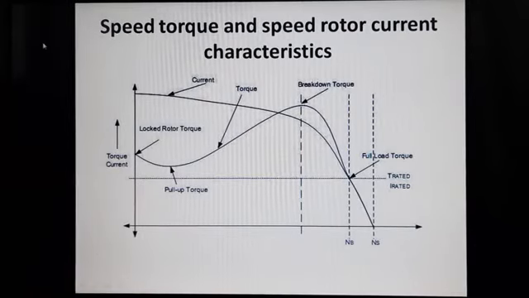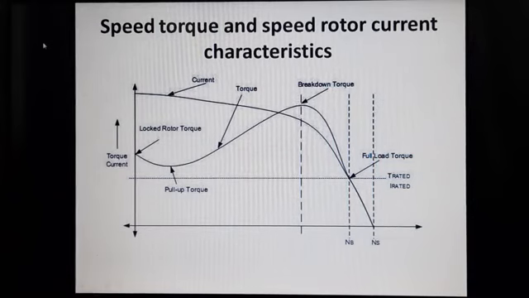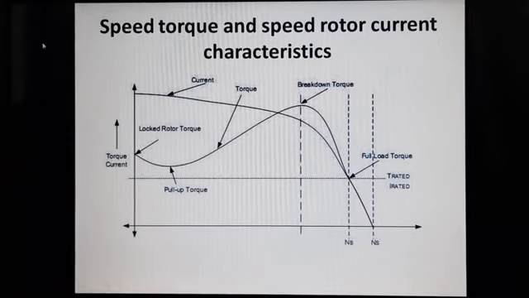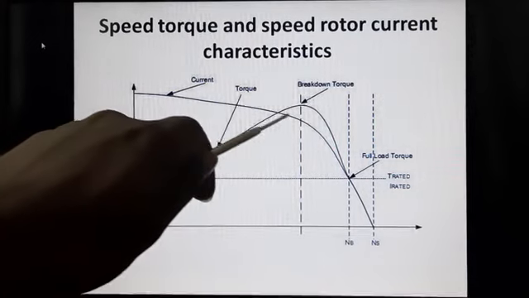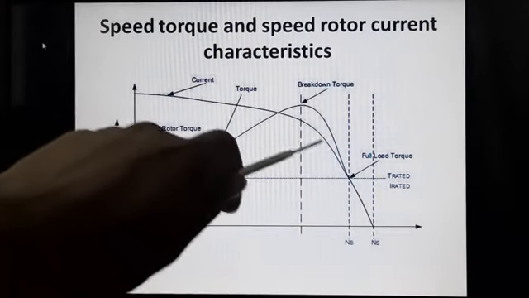Here also it is divided into low slip region and the high slip region. In the low slip region, the SXR dash square term will be very small, so we don't take that into consideration. So in that particular case, this current will be directly proportional to slip. That's what you will be getting in the graph. That is, as the value of slip is increasing, the current is increasing linearly.